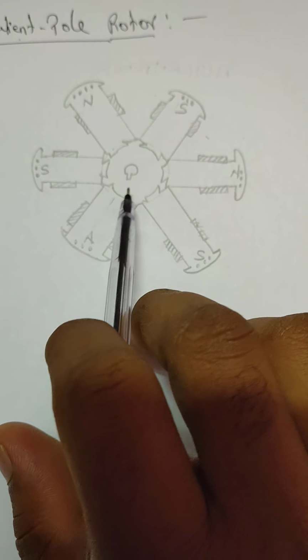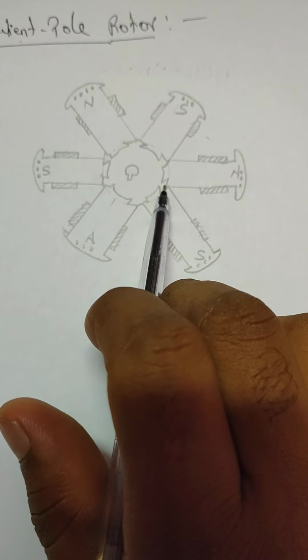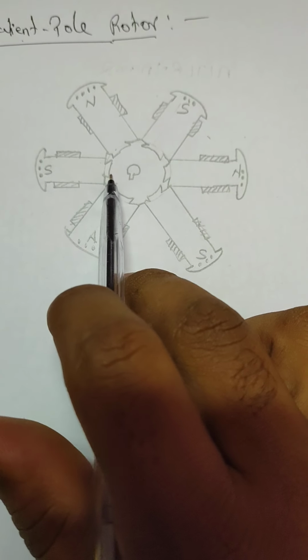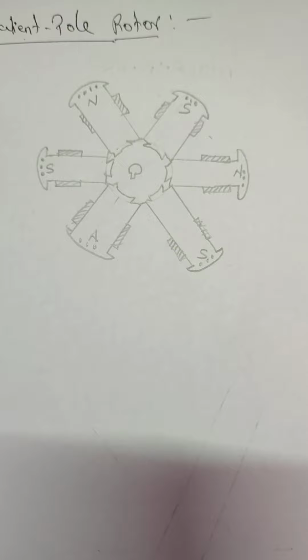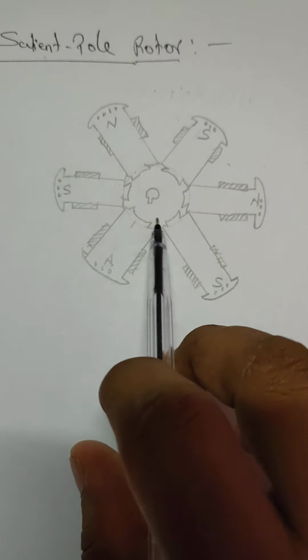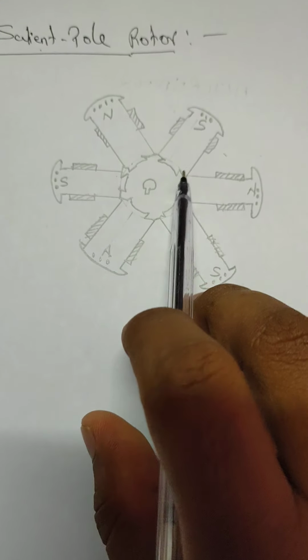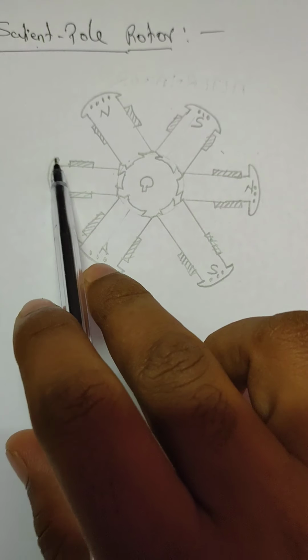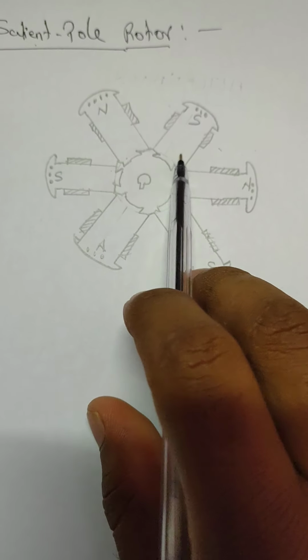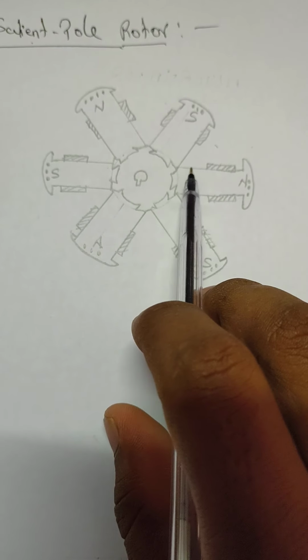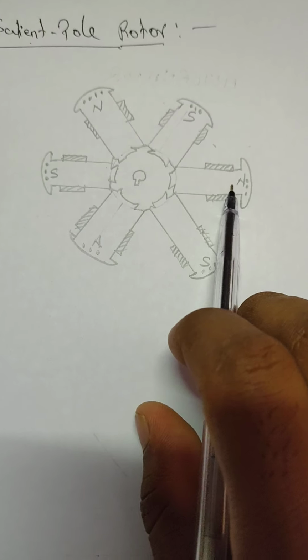A spider, in the sense, now this is the spider. For every joint we have one spider with this. Now the diameter of the rotor is large and the length is very small compared to the previous one. The field winding is placed in the poles.